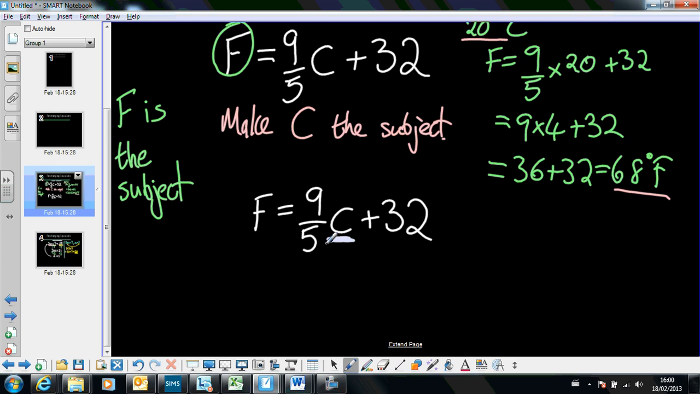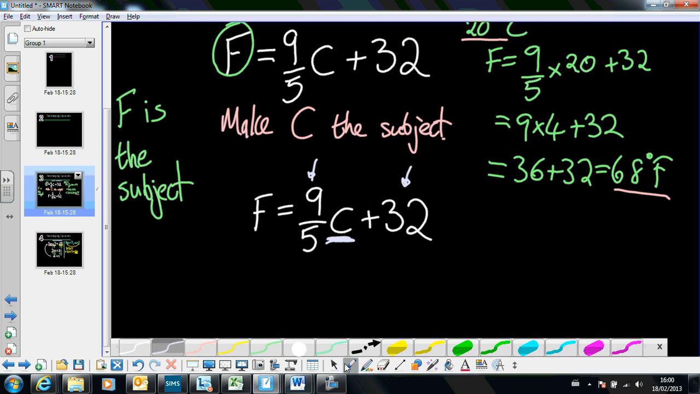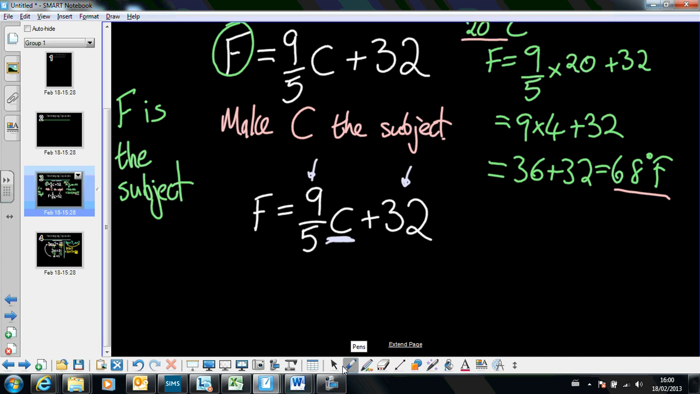So I want to get rid of the 9/5 somehow, and I want to get rid of the 32 somehow. Those are the two things that I need to get rid of. How are we going to go about doing that then? Well, like I keep saying, we do it in exactly the same way.